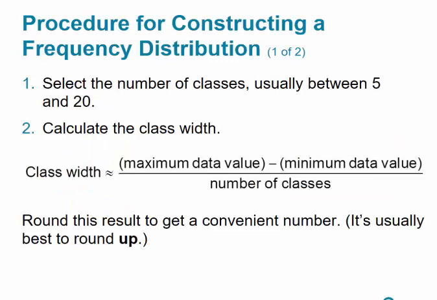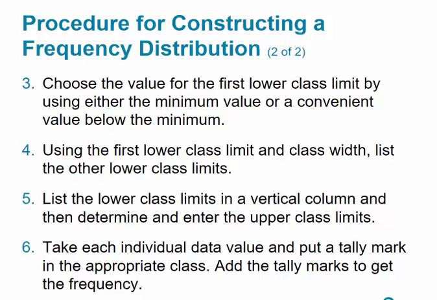What are the procedures for constructing a frequency distribution? We usually select a number of classes between 5 and 20. I normally just start with 5 and go from there. Then we calculate the class width, by taking the maximum data value, subtracting the minimum data value, and dividing by the number of classes. Now, we round this up to a convenient number, and I usually round up to the next whole number. You'll notice that this slide does it slightly differently, and I have my reasons for that.